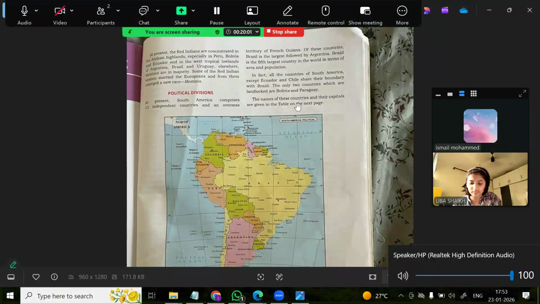Okay. What is the largest country in South America? It's Brazil, right? So, in fact, all countries of South America share their border with Brazil, except Chile and Ecuador. If you see Chile, it does not have a border with Brazil. Similarly, Ecuador here does not have a border with Brazil. Remaining all countries in South America share a border with Brazil. Is that clear? Yes, sir.